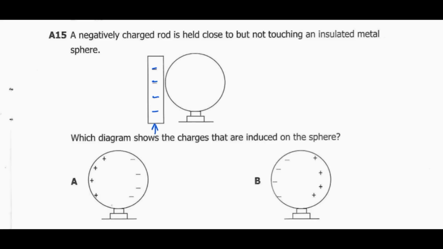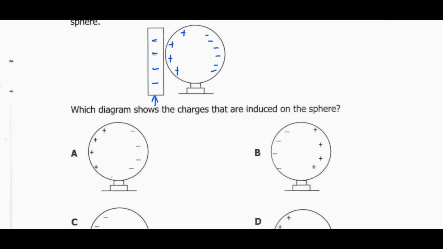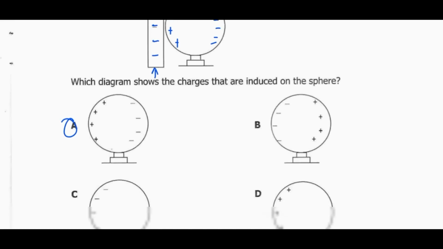Now after we bring this negatively charged rod close, positive charges will be attracted to the negative, while the negative will be repelled. So this is what we are looking at here. Which multiple choice agrees? So our answer is A.